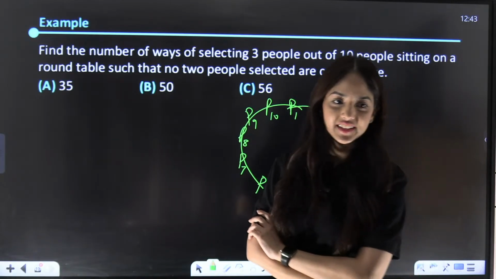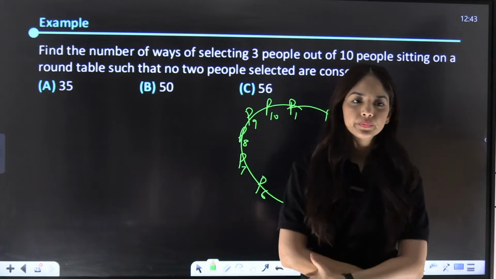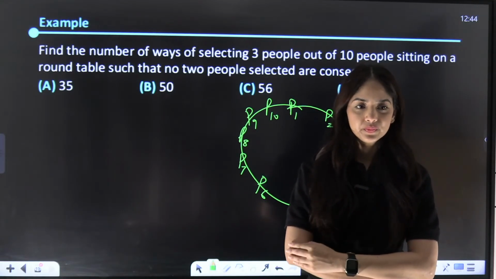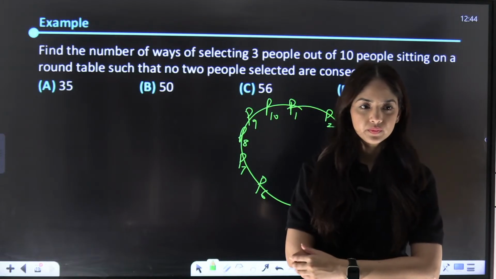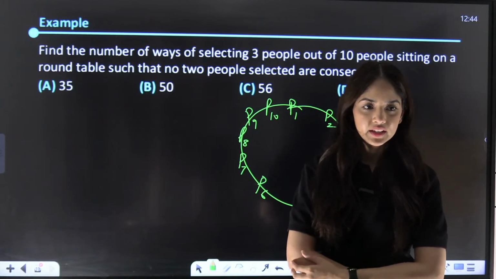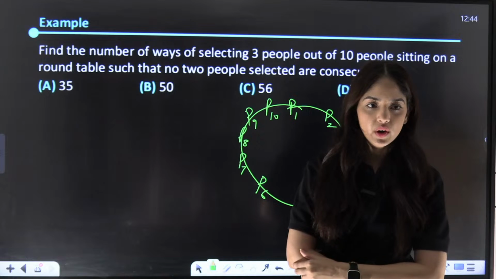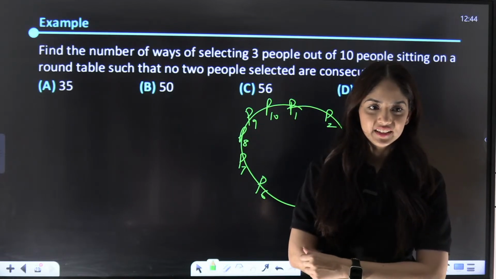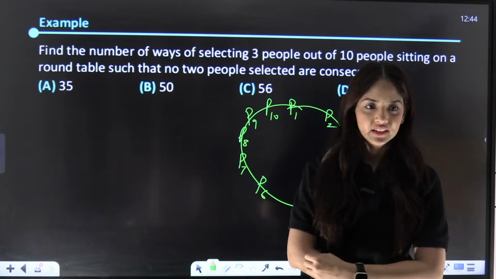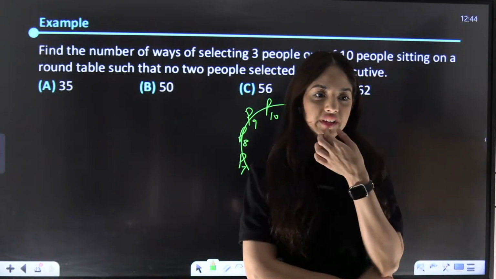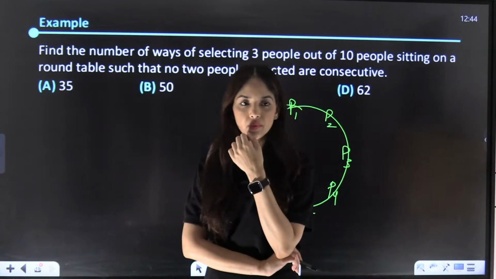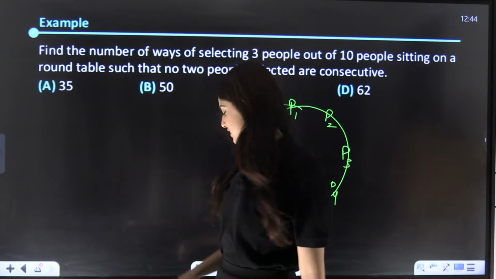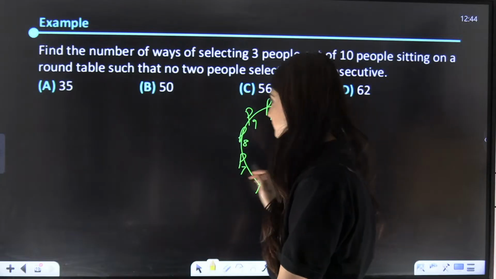Yes, 50 is the correct answer. 50 is the correct answer, bache. 35, I know. If you, let's see.